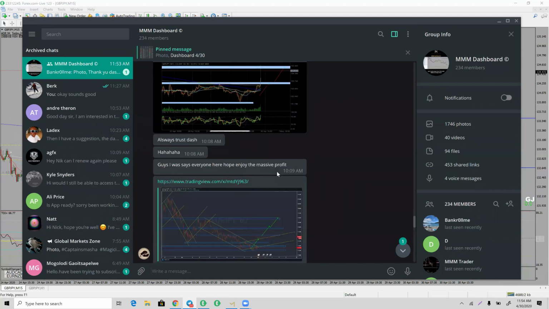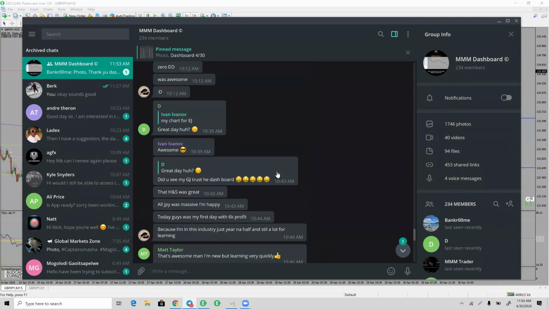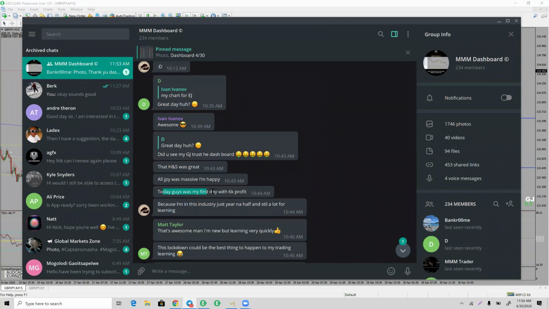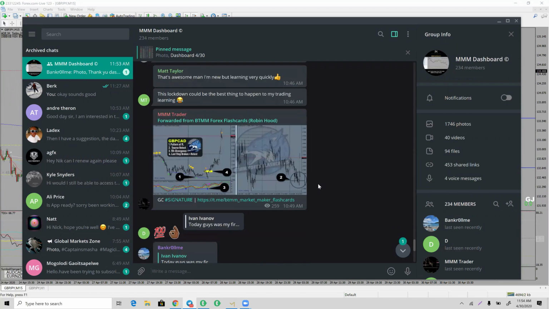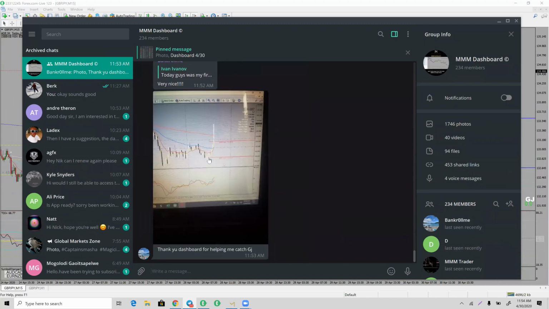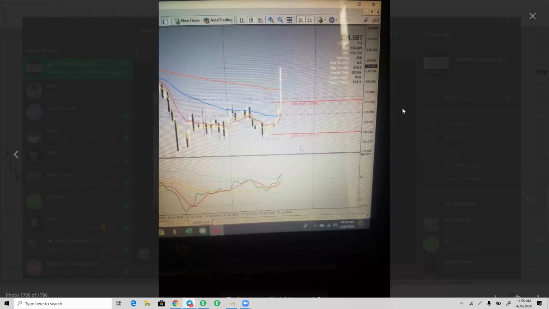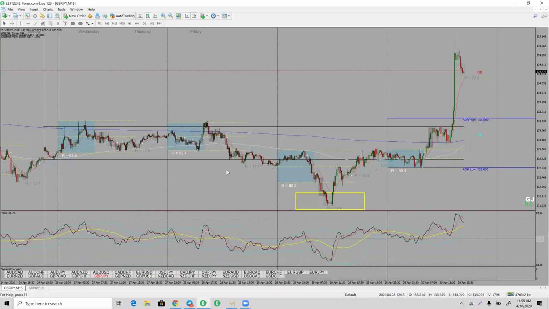And one of our members actually just had his first day with 6K profit today, guys. So this is just the beginning. Right here, we just had a message come in: thank you, dashboard, for helping me catch GJ. Amazing. I can't get enough of that. So that's in a nutshell how we use the dashboard.